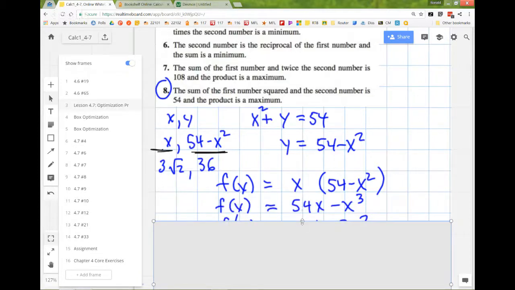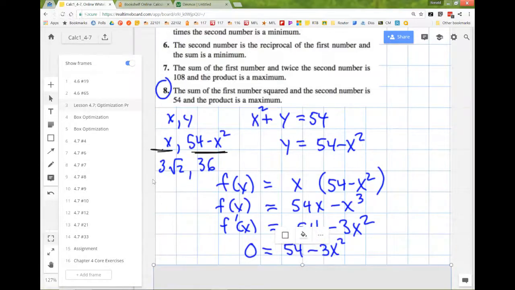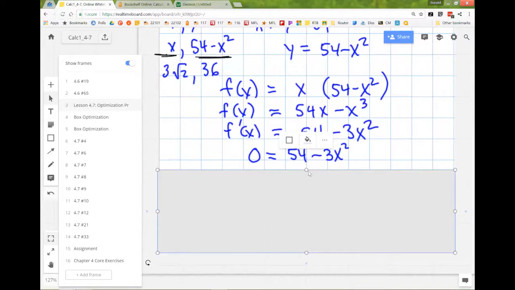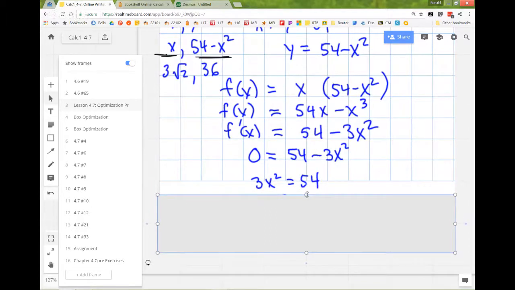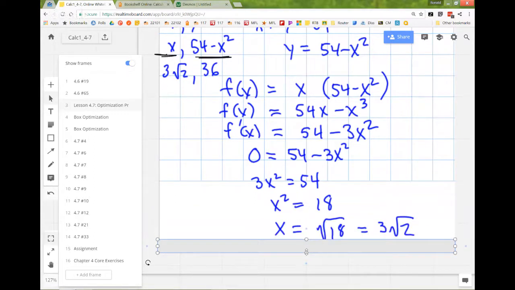Multiply that out, 54x minus x cubed. Take the derivative, 54 minus 3x squared. Set the derivative equal to 0. And then just do the algebra. Add 3x squared to both sides. Divide by 3. Take both square roots. Well, I say take both square roots, but if we had negative 3 times the square root of 2, it's not a positive number anymore. So just so you know, I know that, but I ignored that because I knew what we were going for. So now we know x is this number right here, 3 times the square root of 2.